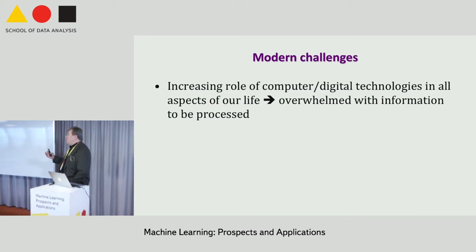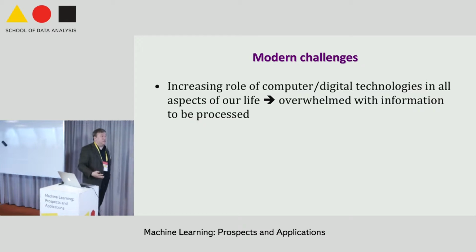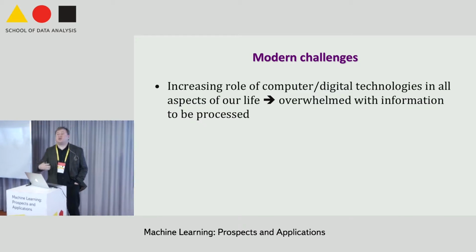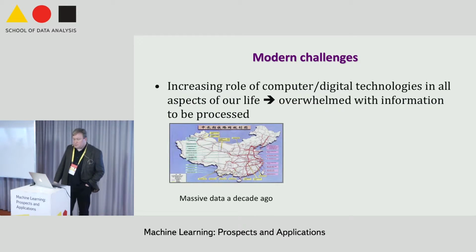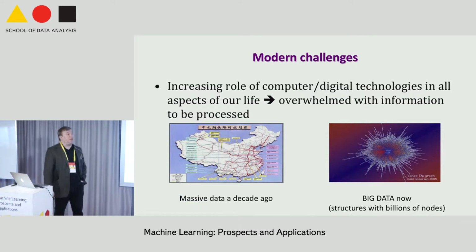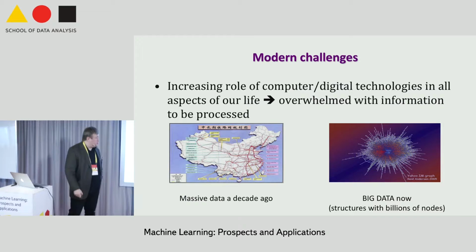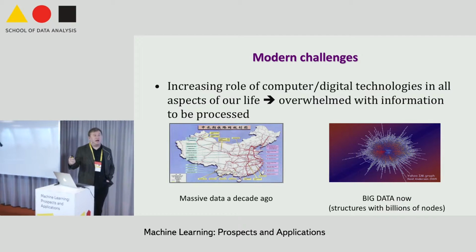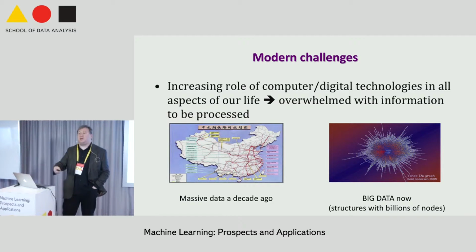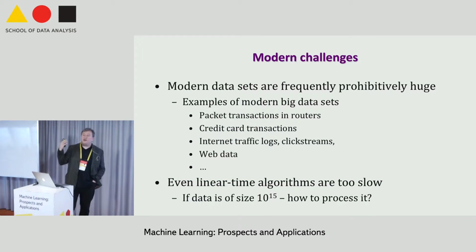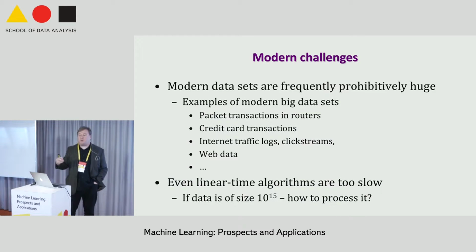The increasing role of computers, of networks, of data, and the increasing size of data, forces us to think about a different way of approaching the complexity of specific problems. This is a map of massive data, let's say a decade or two decades ago. Right now, if we're talking about big data, this is a big network. There are many applications of big networks and big data which have sizes of millions, billions, or even trillions of objects. So modern data are really huge, and we have to think about another way of approaching it.